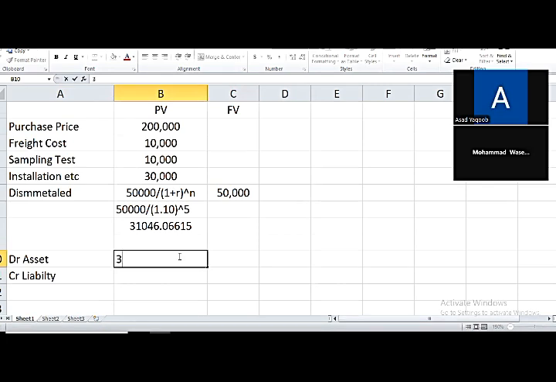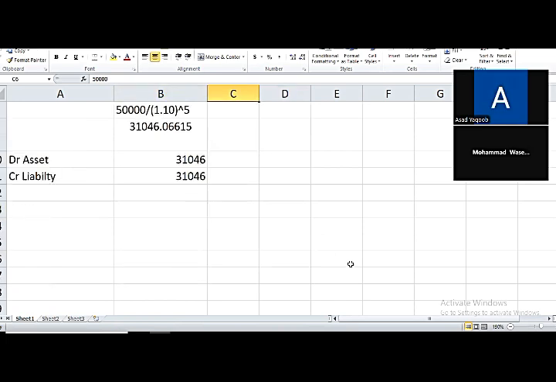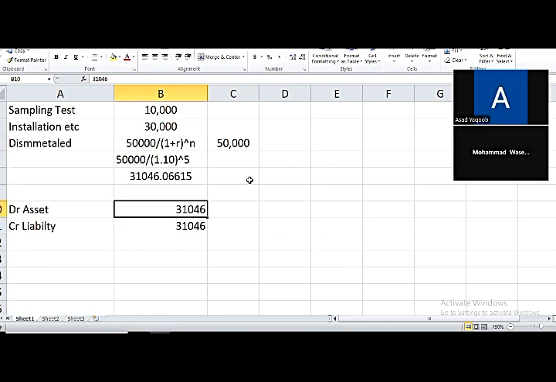Now the twist is, today you are recording it with 31046, for example, and I'm putting it separately. The question is, after 5 years you are not paying this amount; you will be paying 50,000. So your financial statements need to reflect how this amount has converted to that amount over the years. Now, this process, first of all finding out the present value, is called winding up.